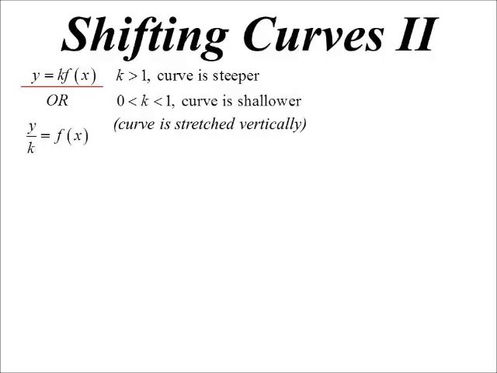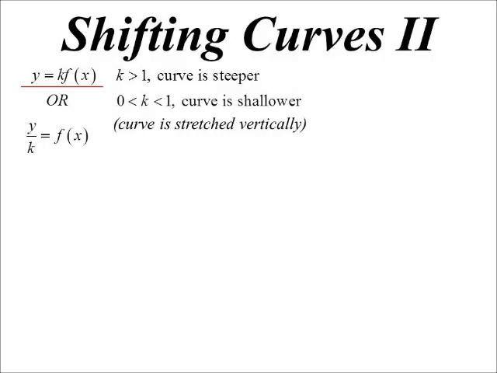So if it's y equals a constant times function x, another way of thinking about that, again, I can separate that from the function. So it's the y value that's being affected here. It's really y divided by k is equal to function x. So it's the y values that are being changed. If k is greater than 1, then the curve will become steeper. If it's in between 0 and 1, I'm not worrying about negatives, the curve is going to be shallower.